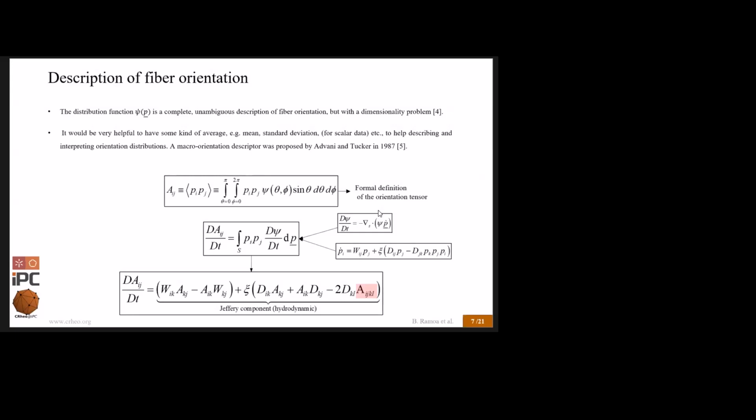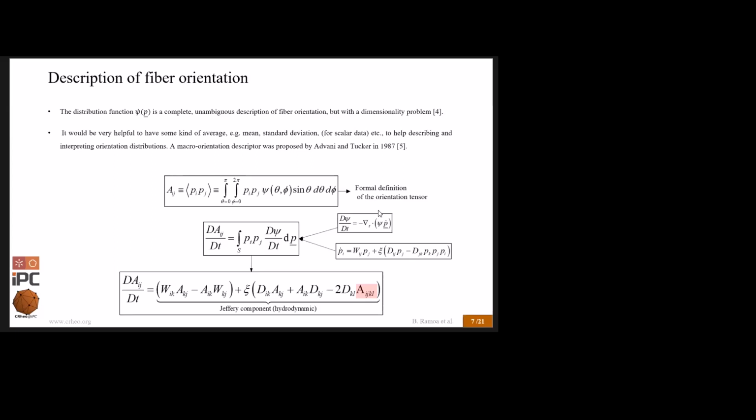So it would be good if you have some condensed descriptor of orientation that you can use. And this was started 3 years later by the work of Advani and Tucker, who proposed the usage of moments of the probability density function to create what is known as orientation tensors. And you have several orders of orientation. The most well-known is the second order. You have fourth order, sixth order, 8, 10, and so on. They are in pairs because it's symmetric.